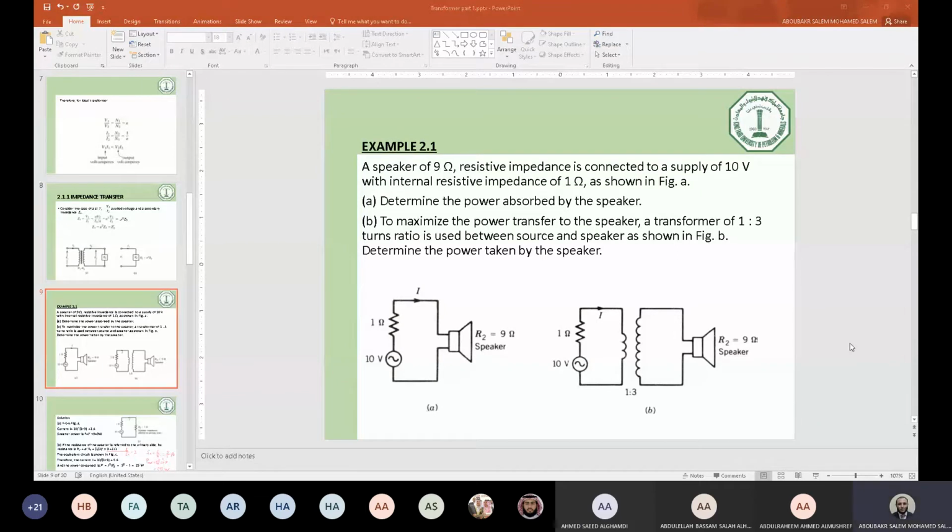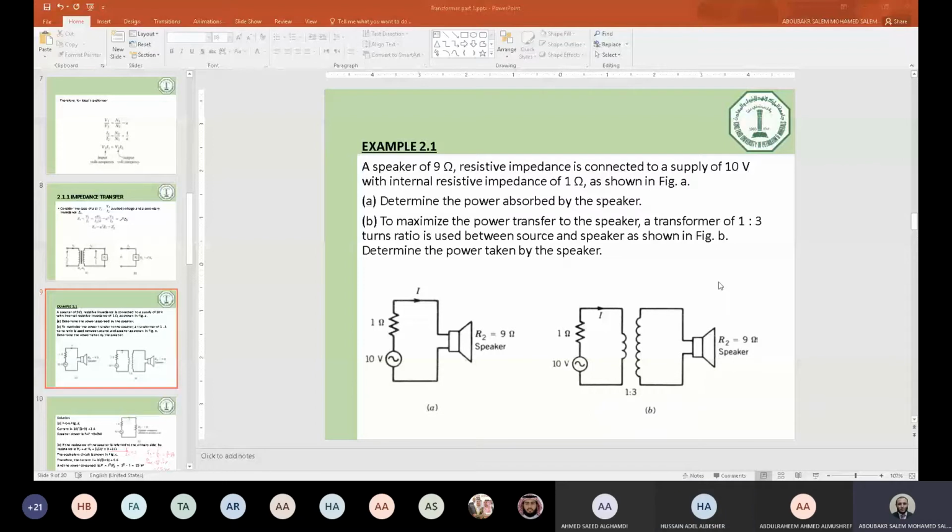How can we calculate the reflected impedance, Hussein? We take the ratio, square it, and multiply it by the impedance. What is the value of the reflected impedance now? 9 multiplied by (1/3) squared will give us 1. Exactly. So the reflected impedance now will be 1 ohm.